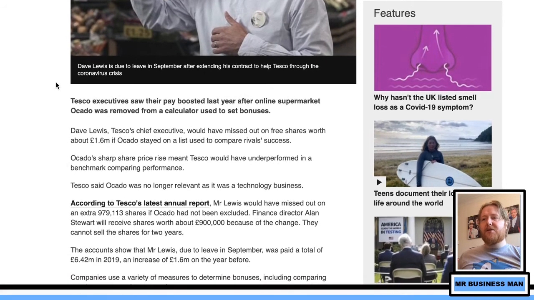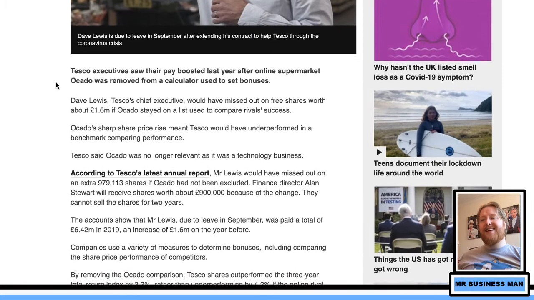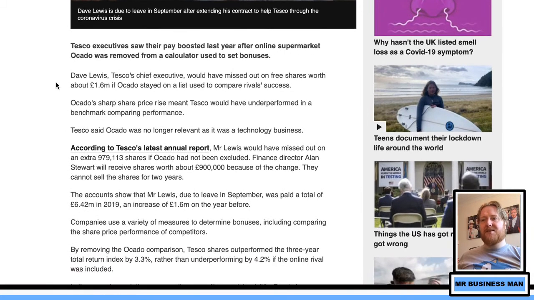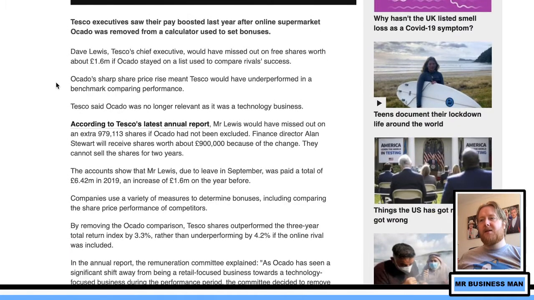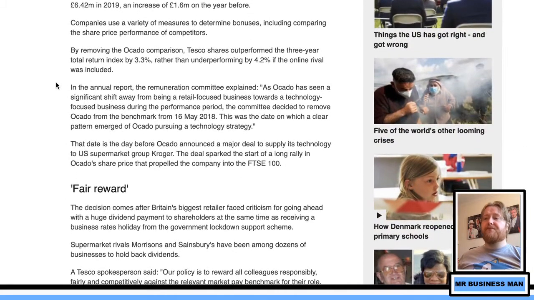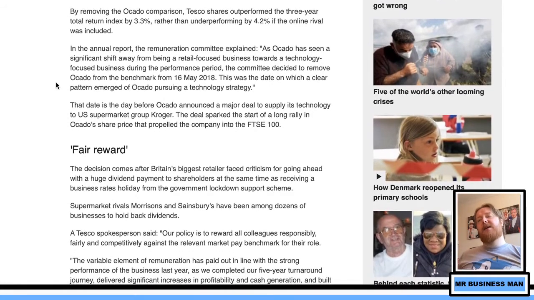According to Tesco's latest annual report, Mr. Lewis would have missed out on an extra 979,000 shares if Ocado hadn't been excluded. Finance director Alan Stewart will receive shares worth about 900,000 because of the change. Brilliant. The accounts show that Mr. Lewis, due to leave in September, was paid 6.42 million in 2019, an increase of 1.6 million. Wow. I suppose the guys, though, and you know, in terms of this, they were saying it's a difficult one, isn't it?